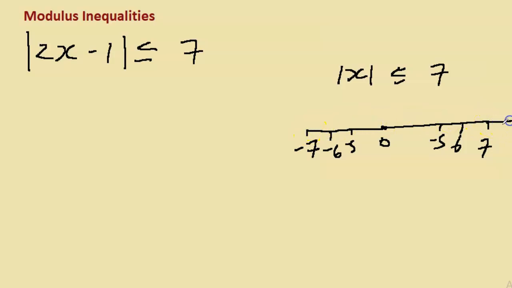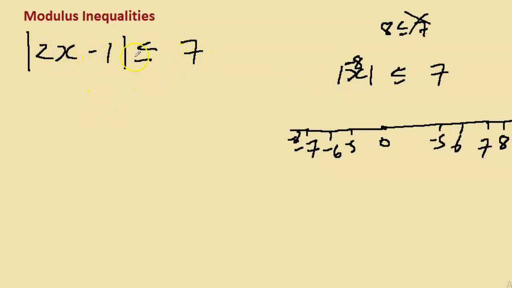Let's say I put a value outside the interval negative 7 to 7, like 8. If I replace this x with 8, will this be true? No, because what we'll have is 8 is less than or equal to 7, which is not true. 8 is actually more than 7. Or if you put minus 8, what's the modulus of minus 8? Still 8. Is 8 less than or equal to 7? No.